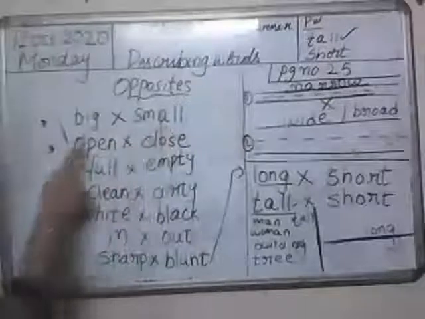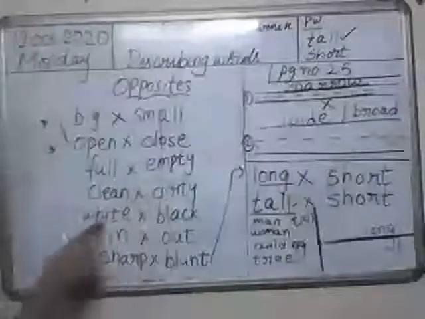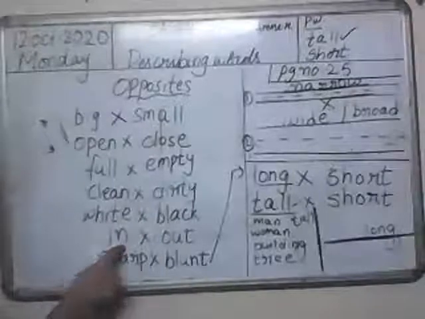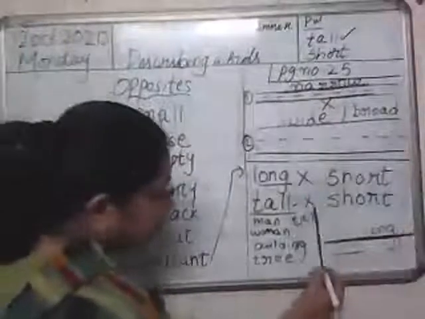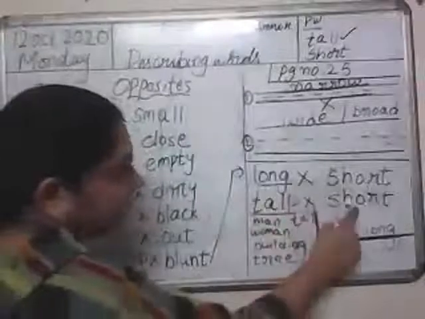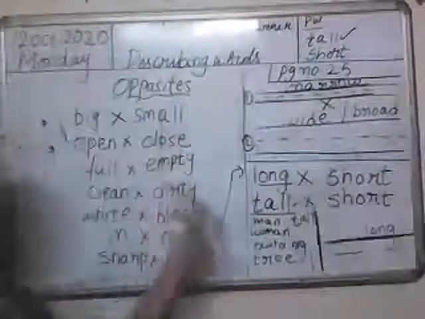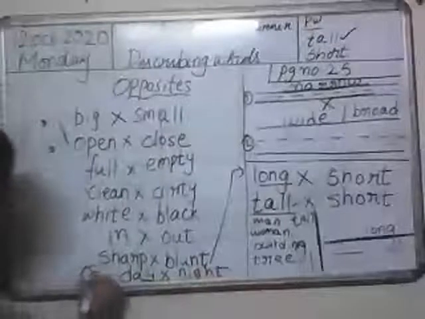Big, small, open, close, full, empty, clean, dirty, white, black, in, out, sharp, blunt, long, short, tall and short. And one more is day and night. D-A-Y, day, and N-I-G-H-T, night. Day, we have sun, and night, we have moon and stars.